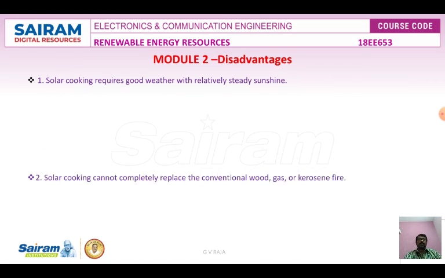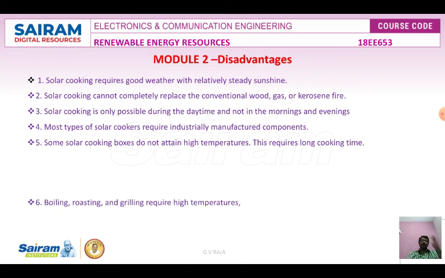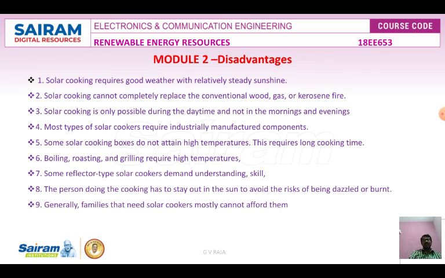Disadvantages: solar cooking requires good weather and daily sunshine. If it is windy, rainy, night time, or cloudy, then it is a difficult process for cooking. And solar cooking cannot completely replace the conventional system. Solar cooking is only possible during the daytime.